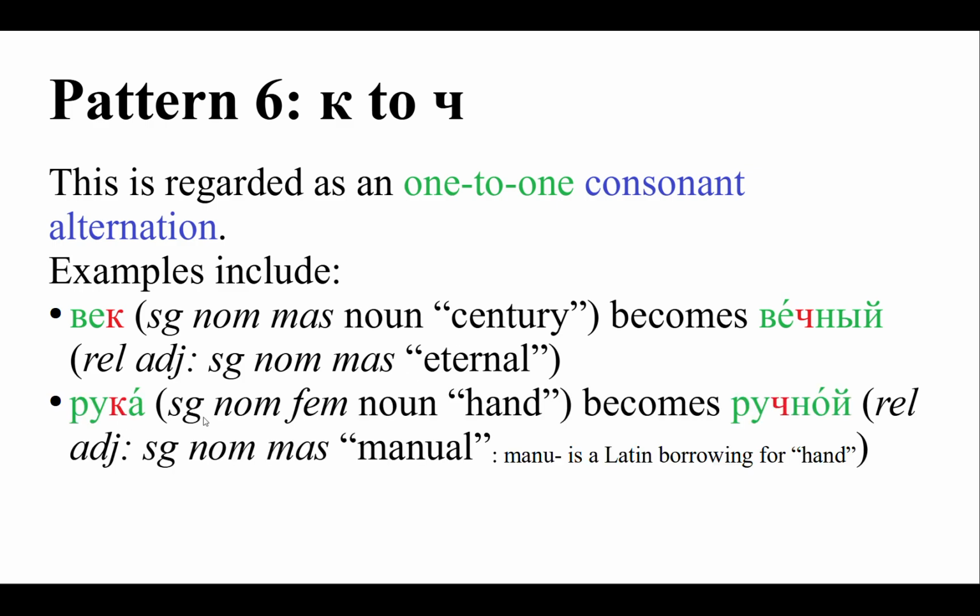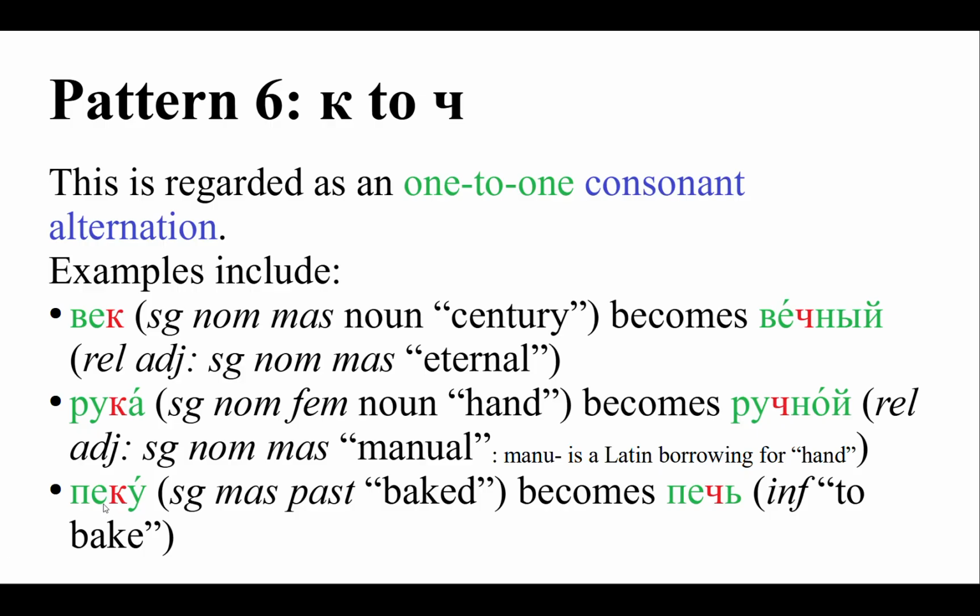Рука, singular nominative feminine noun for hand, becomes ручной. Again, relative adjective, manual. This one is the relative adjective for hand. Manual, not as in instruction manual, but as in manual washing. It's a modifier for a noun. Manual is a Latin borrowing for hand in English, if we consider the relation between the two. Рука, ручной.